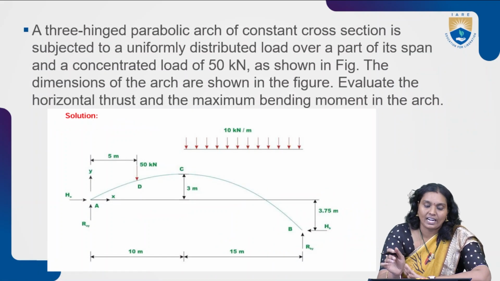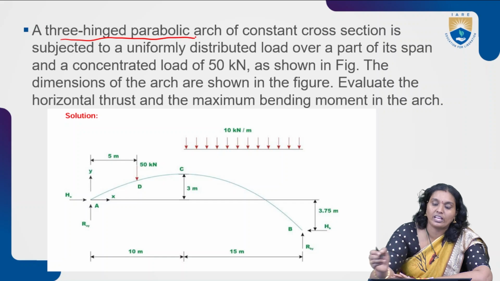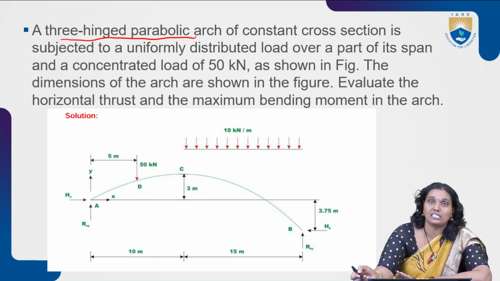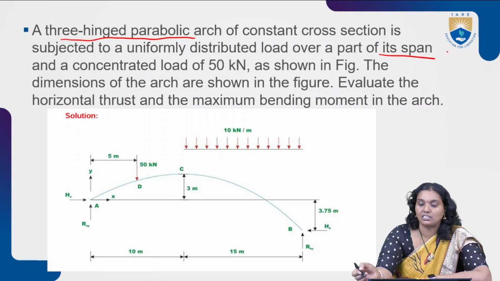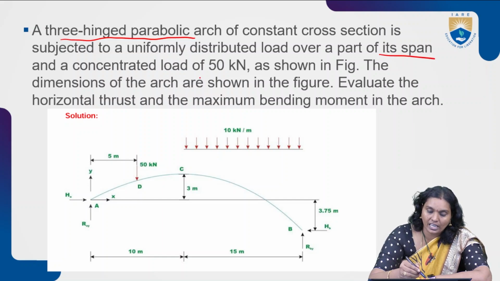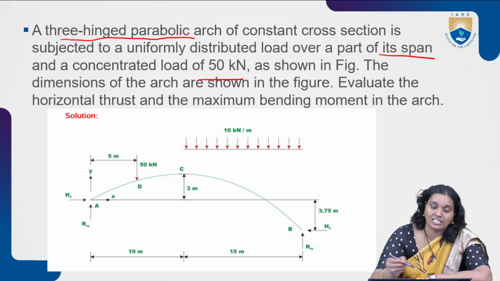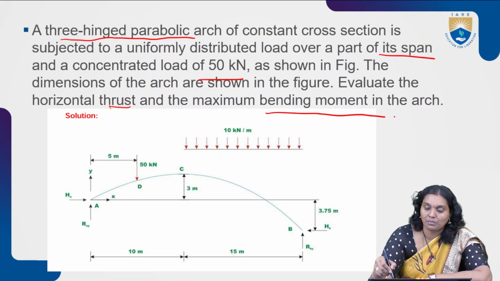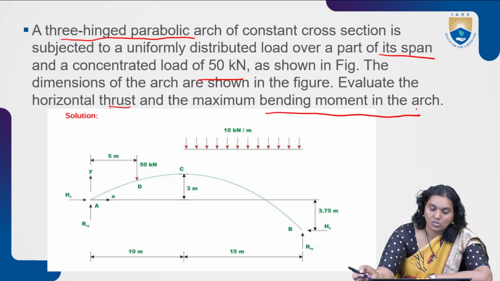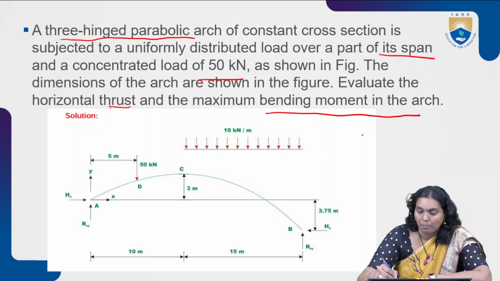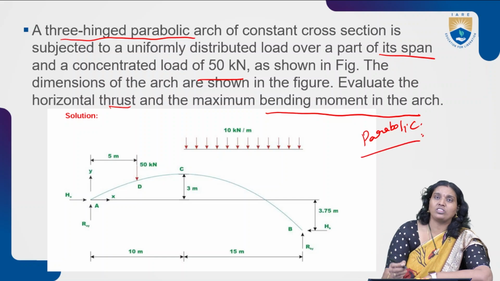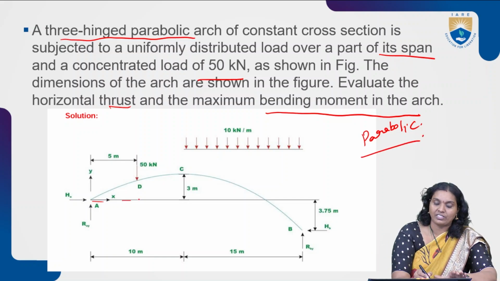Similarly, we are understanding a three-hinged parabolic arch of constant cross-section subjected to a uniformly distributed load over a part of its span and a concentrated load of 50 kilonewton. The dimensions of the arch are shown. Evaluate the horizontal thrust as well as the maximum bending moment in the arch. So here it is a parabolic arch. And one more thing, those two are not on the same axis.